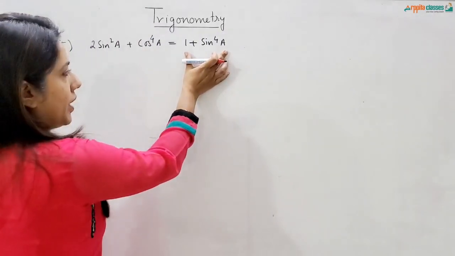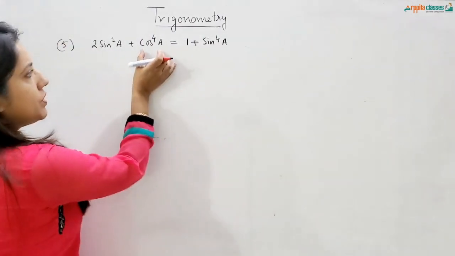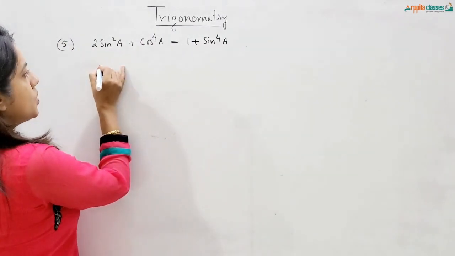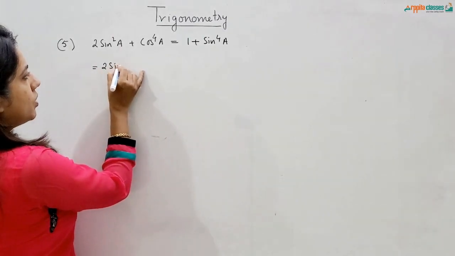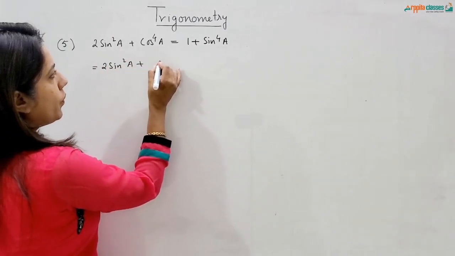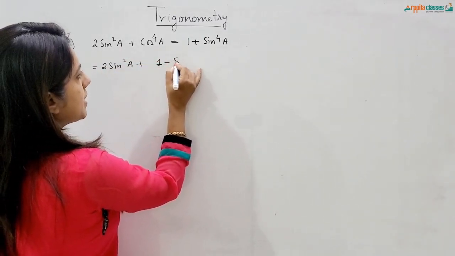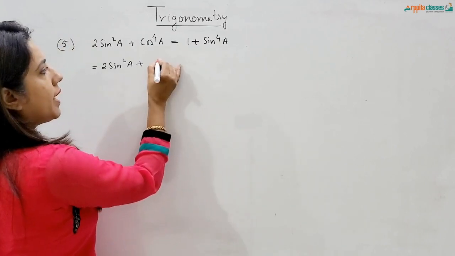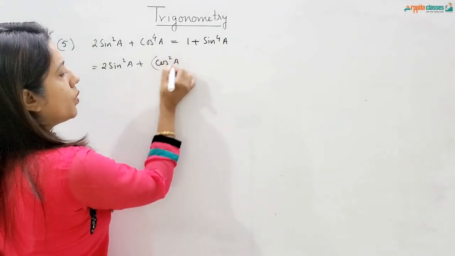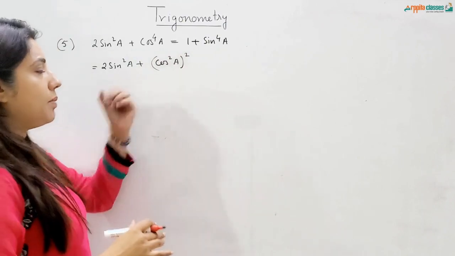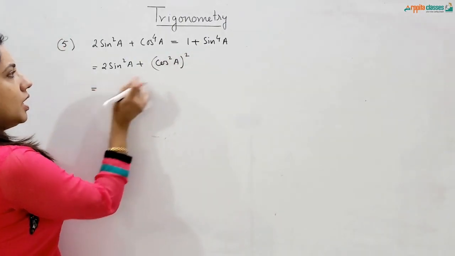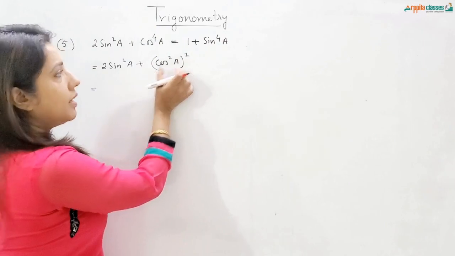So here I can see on the right hand side there is no cos. So I will change this cos into sin. So what I will write is the left hand side 2 sin square a plus cos 4a can be written as, actually cos 4a can be written as cos square a the whole square. I am doing one more step so that you understand well. Cos 4a can be written as cos square a the whole square.